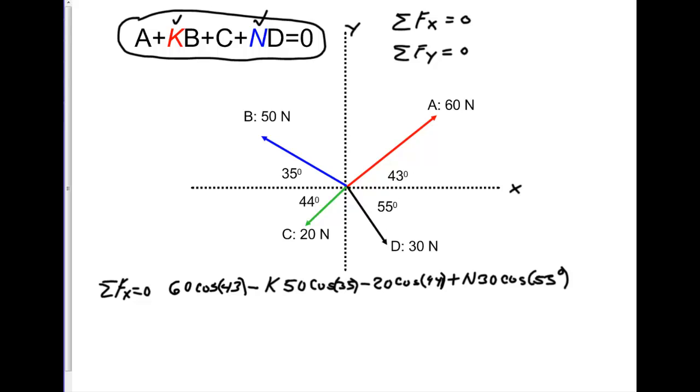We'll go ahead and add this value and this value together because they have no variable in front like the K or the N. So 60 times the cosine of 43 minus 20 times the cosine of 44. That's going to give me a value here of 29.49 minus, and we'll go ahead and get the value in front of the K, 50 times the cosine of 35.